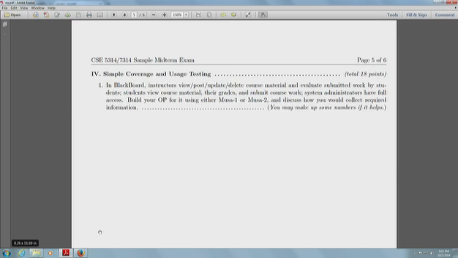Coverage and usage testing. This question is in Blackboard: instructors review, post, update, delete course material, and evaluate submitted work by students. Students review course material and do these things. Build your OP for this using either Musa 1 or Musa 2, and discuss how you would collect the required information. Remember that for Musa 1 and Musa 2, you can use either one of them. That's fine, it's up to you. But to me, this one looks a little bit more like a Musa 1 kind of thing.